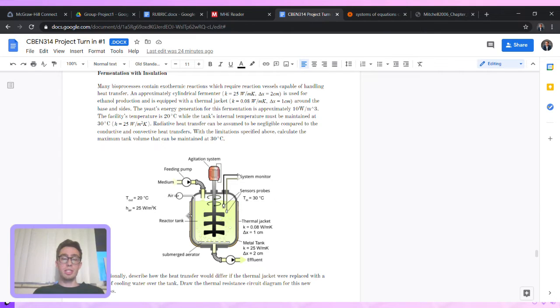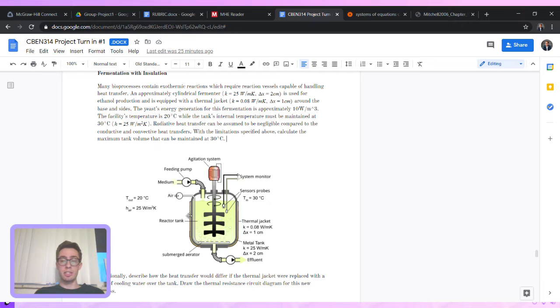So in this problem, we're looking at the design of a fermenter for ethanol. This fermenter has a thermal jacket around the sides, which will come into play when looking at the heat transfer through them. There's also energy generation from the yeast, because this is an exothermic process. And so basically we're going to be trying to maintain the internal temperature of 30 degrees Celsius while the surrounding temperature is 20 degrees Celsius. And then we're going to be trying to find the maximum volume at which this can be attained.